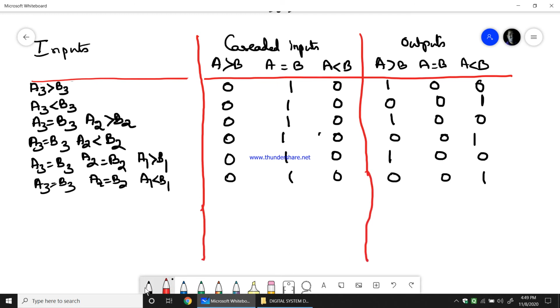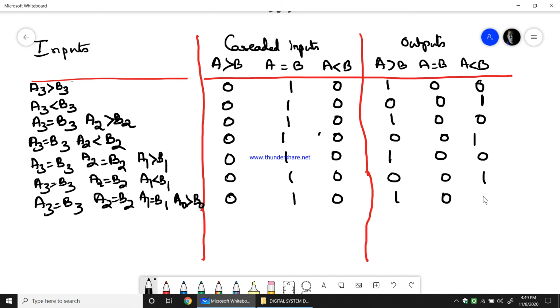Then finally, the next condition is if A3 equals B3, A2 equals B2 and A1 equals B1, the next comparison will be on A0 and B0. If A0 is greater than B0, then A will be greater than B. If A3 equals B3, A2 equals B2, A1 equals B1 and A0 is less than B0, then A will be less than B.